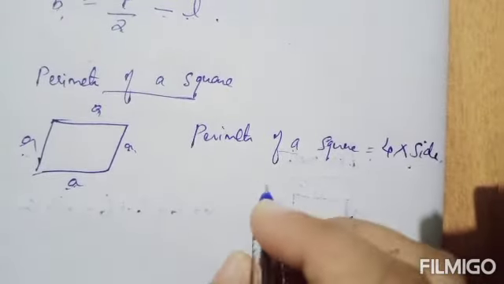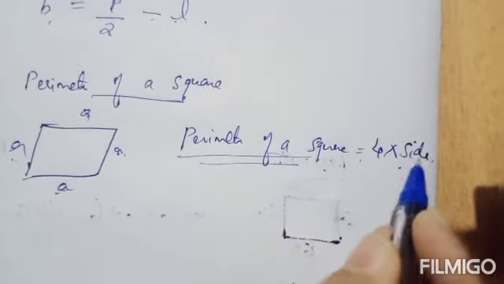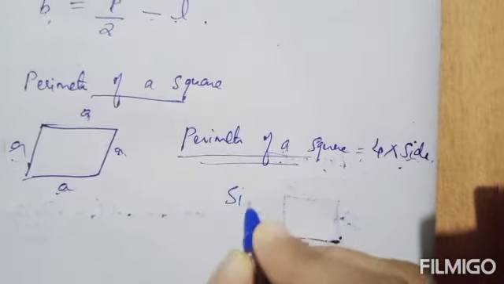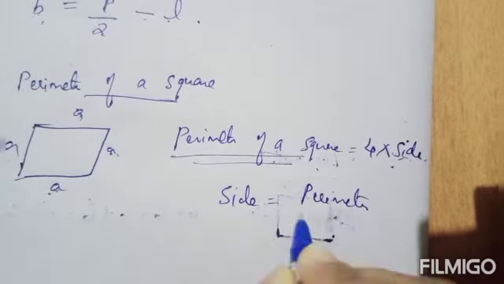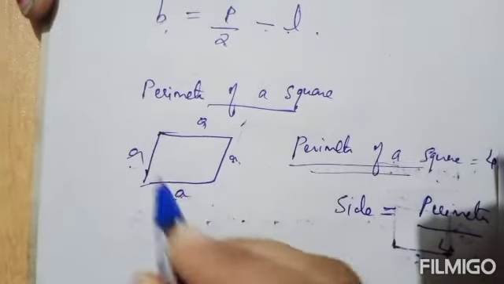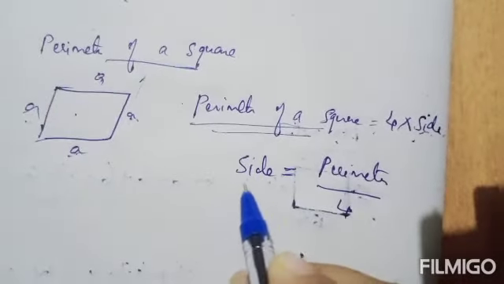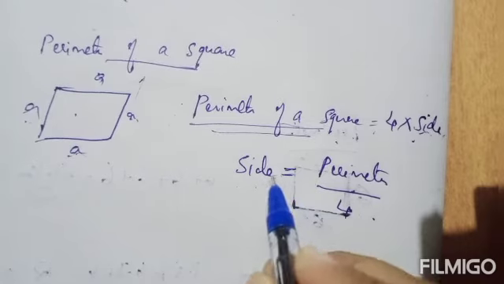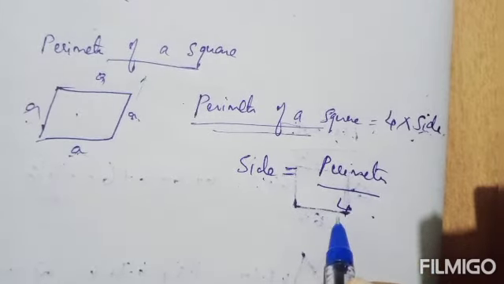Okay, now the side. If the perimeter of a square is given and you have to find the side, the formula is side equals perimeter by 4. So, the perimeter of a square will be given and you have to find the side. In that case, you have to use this formula, that is side equals perimeter by 4.